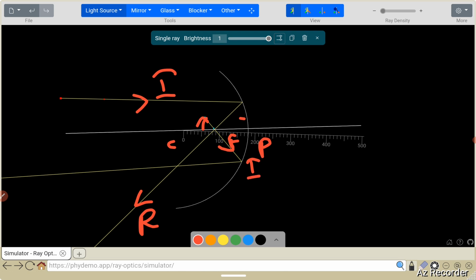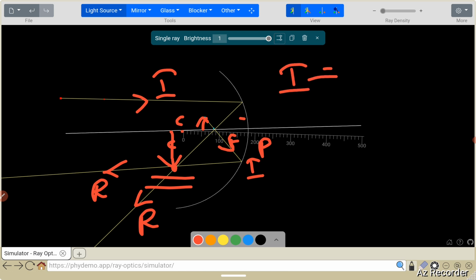The second incident ray is passing through focus and its reflected ray is parallel to the principal axis, and they are meeting here. Correct? If you just join here, it is beyond C. Understood? It is what? Beyond C. C is here at 0. Now where is the image found? Beyond C.